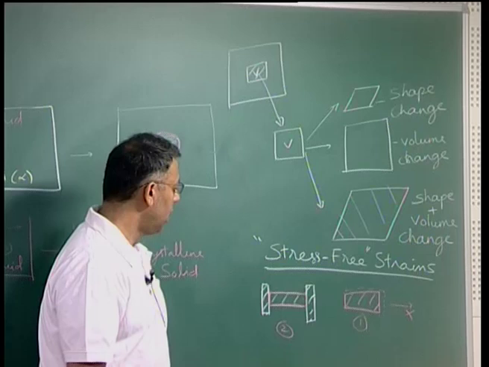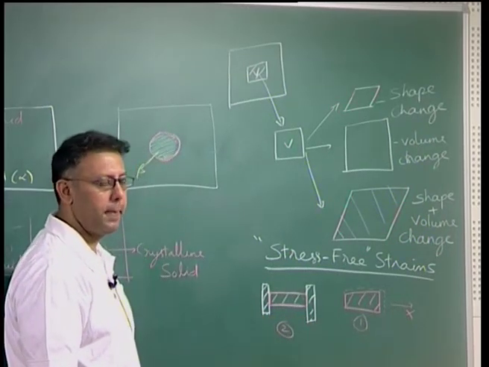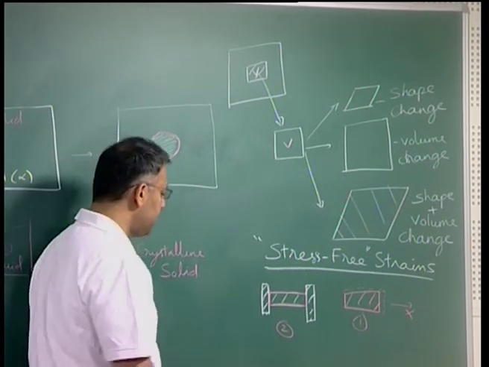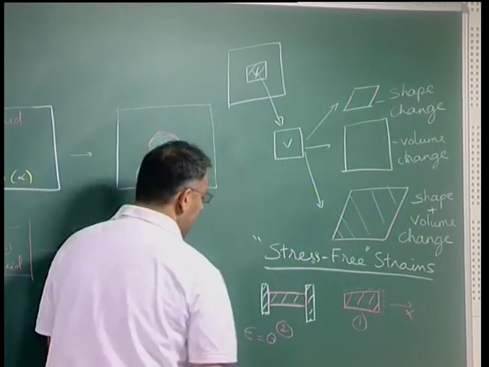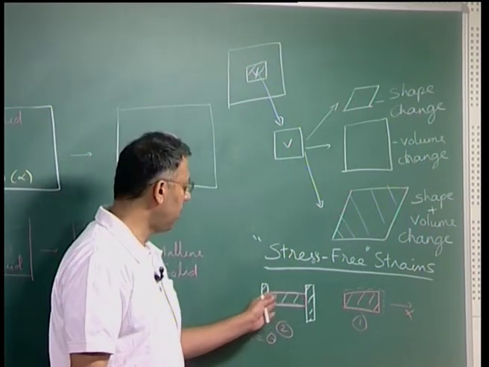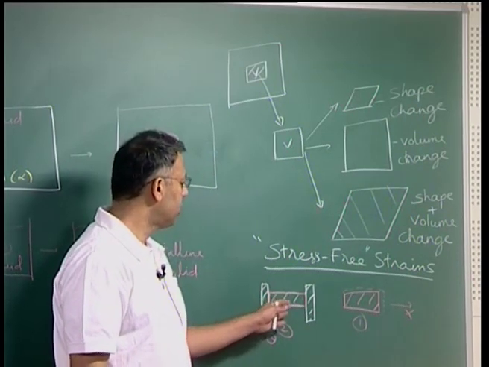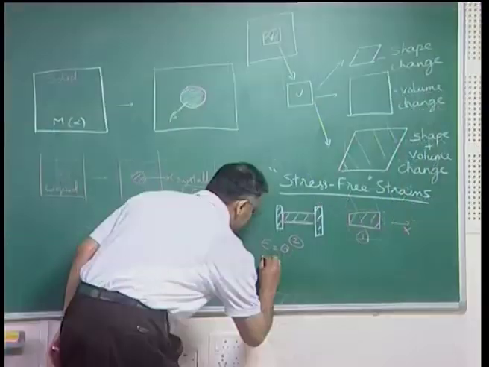body which is heated. On the other hand, suppose I have a body which is between two rigid walls and I heat it. In this case, these rigid walls will not allow the body to expand. That means the strains will be 0. But because I am heating, the body will develop stresses. Okay. So these can be thought of as the opposite of stress free strains, which means these are strain free stresses.